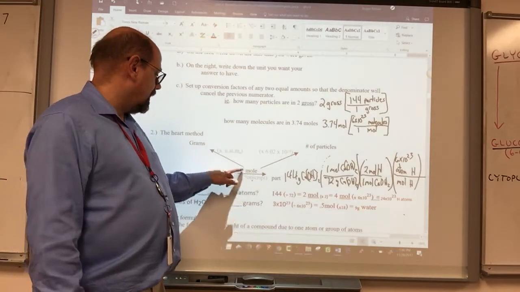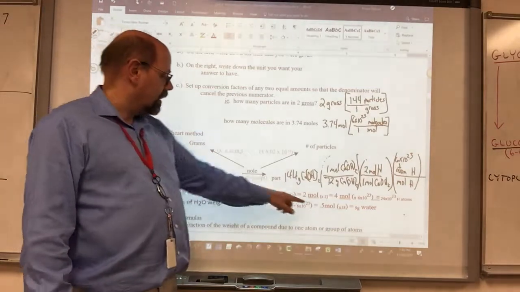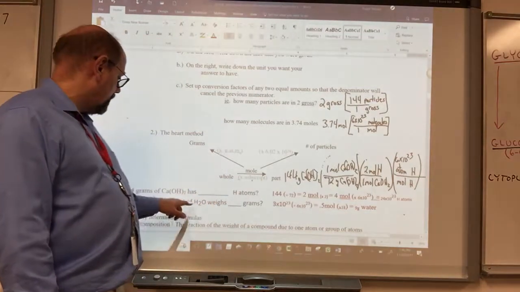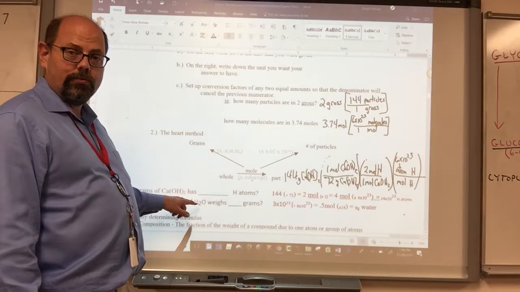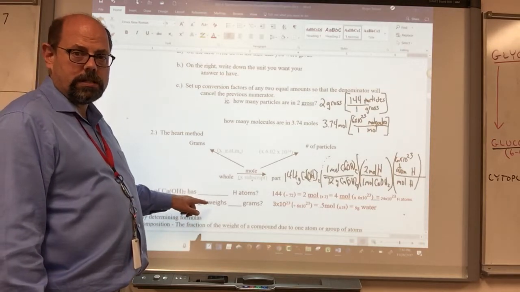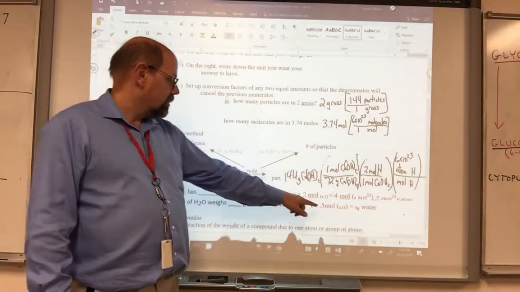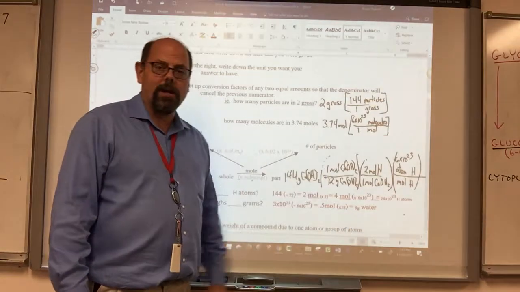0.5 moles of water. And then I need to get up here to grams of water. So that just tells me take it times the number of hydrogens and oxygen's weight. 2 for each hydrogen's 1, oxygen's 16. So that's 18 grams. So half times 18 is 9 grams of water.